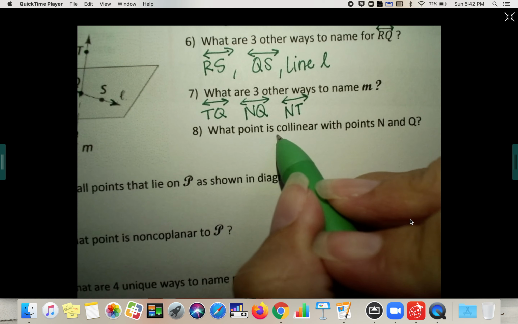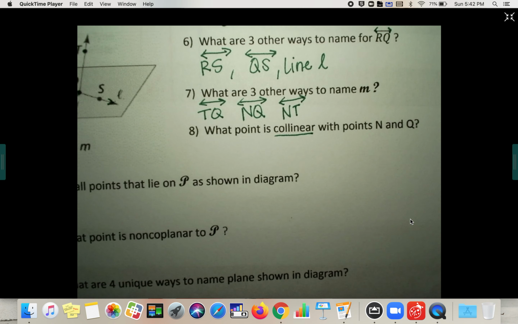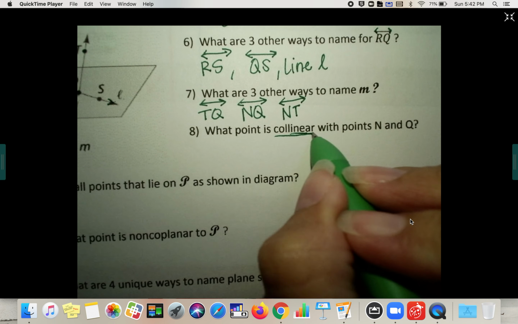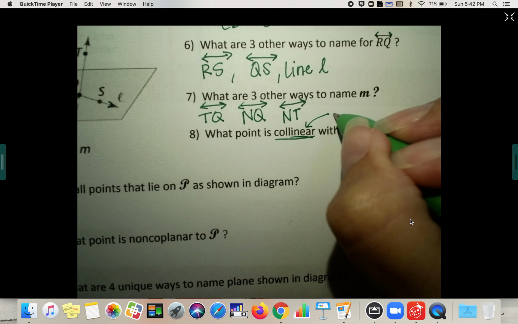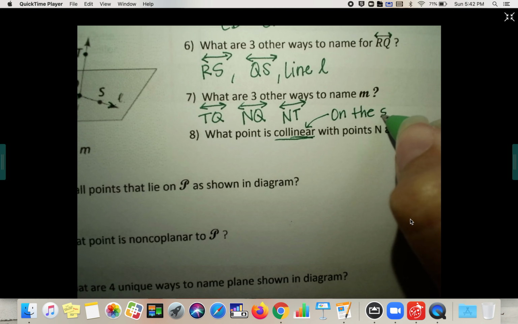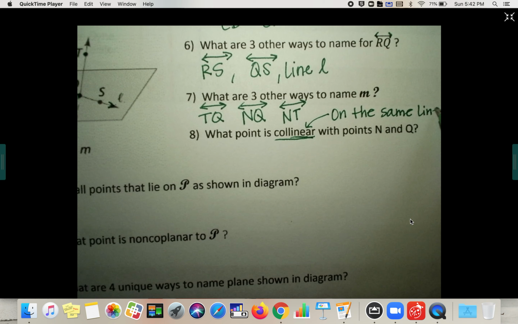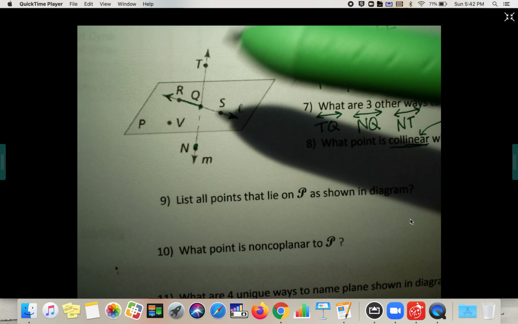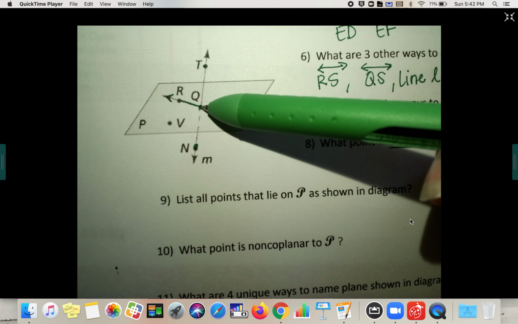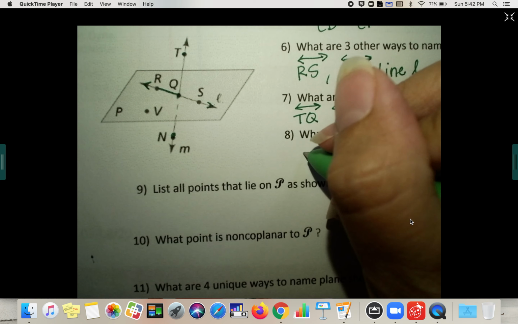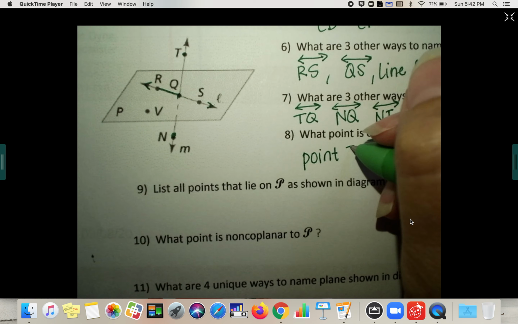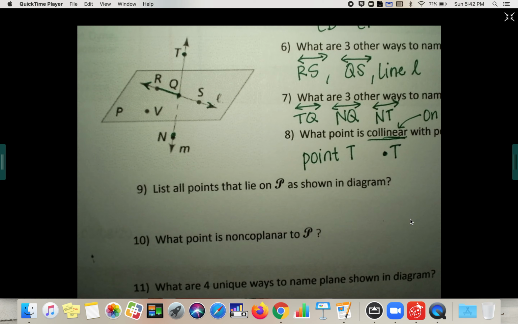Okay, here's a new vocab word for you, collinear. It's exactly what it sounds like. If it's collinear, then that means it's on the same line. So if it helps you to go ahead and define this real quick: on the same line. Collinear means it's on the same line. So what point is collinear with points N and Q? So let's go look at points N and Q and see what other point is on the same line, is collinear, and it would be point T. So you name it either point T or you can call it point T like that.